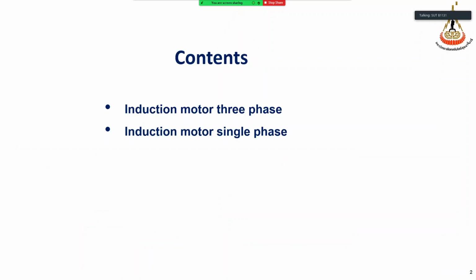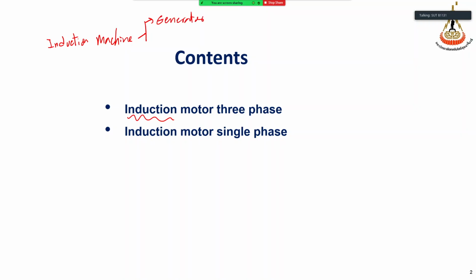Okay, then now we will talk about the induction motor, right? The induction machine can also be operated as the generator and motor, similar to other electric machines, right? Induction machine. We can operate it as generator.